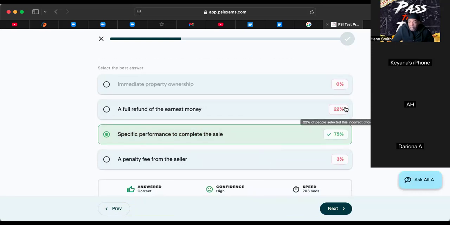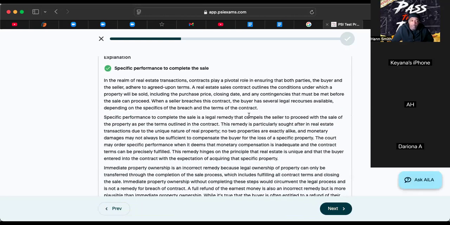All right, but 22% of the people thought the full refund of the earnest money was the answer. But let's read why. Specific performance to complete the sale is a legal remedy that compels the seller to proceed with the sale of the property as per the terms outlined in the contract.